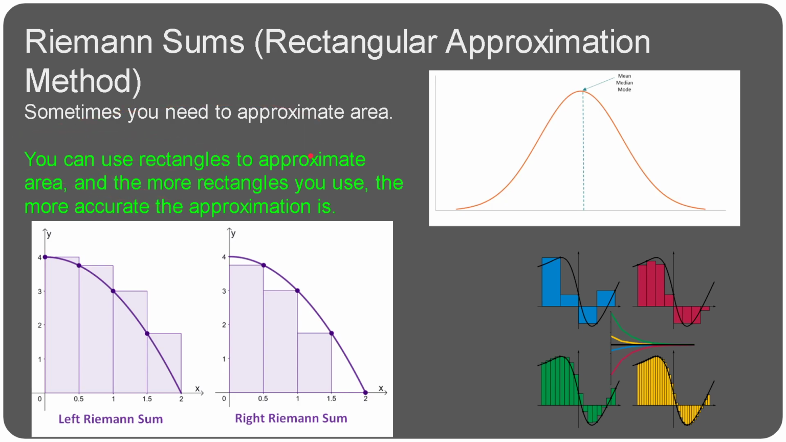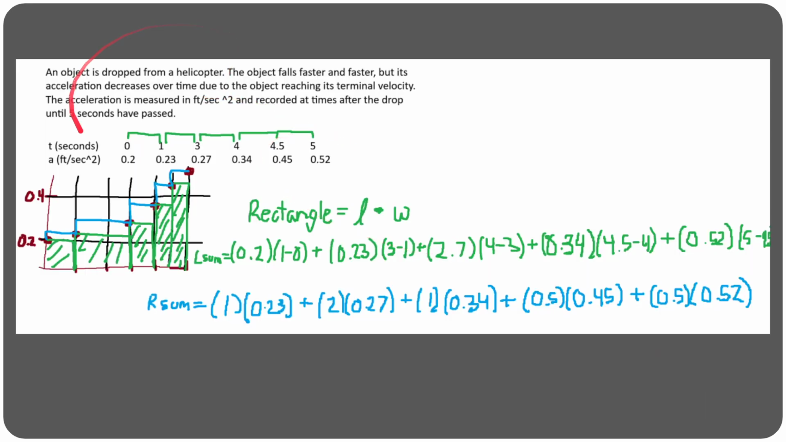The key idea is that you can use rectangles to approximate area, and the more rectangles you use, the more accurate that approximation is. So I believe, yes, I have an example problem right here. I'm not going to go over it in total depth. Basically, the idea is that this ball is falling, we're given its acceleration, and then we're just given it as data points. So we're not given a function of its acceleration, we're given data points.